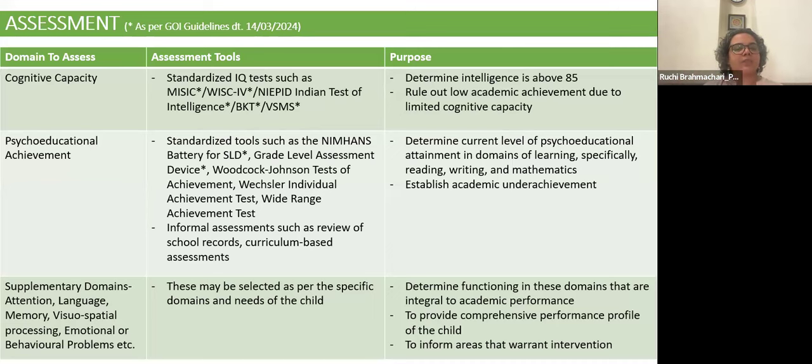And as per very recent Government of India guidelines, there was a gazette that came out in March 2024. They've listed out, for learning disability assessment, the Mullins IQ, the WISC-4, and the National Institute of Empowerment of Persons with Intellectual Disabilities has come out with an Indian Test of Intelligence, the Binay-Kamath, the VSMS. These are some approved standardized measures through which this cognitive capacity has to be established by the psychologist.